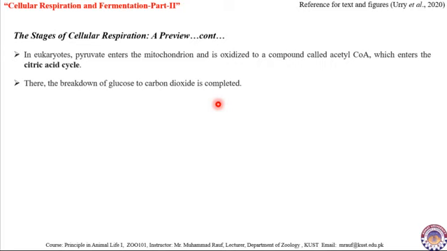Then when the pyruvate converts to acetyl coenzyme A, 1 carbon is liberated as carbon dioxide, and then in Krebs cycle 2 more carbons are released as carbon dioxide. So in Krebs cycle, all the carbon atoms which are present in pyruvate are liberated as carbon dioxide. So there is a complete breakdown of glucose which is completed in Krebs cycle.